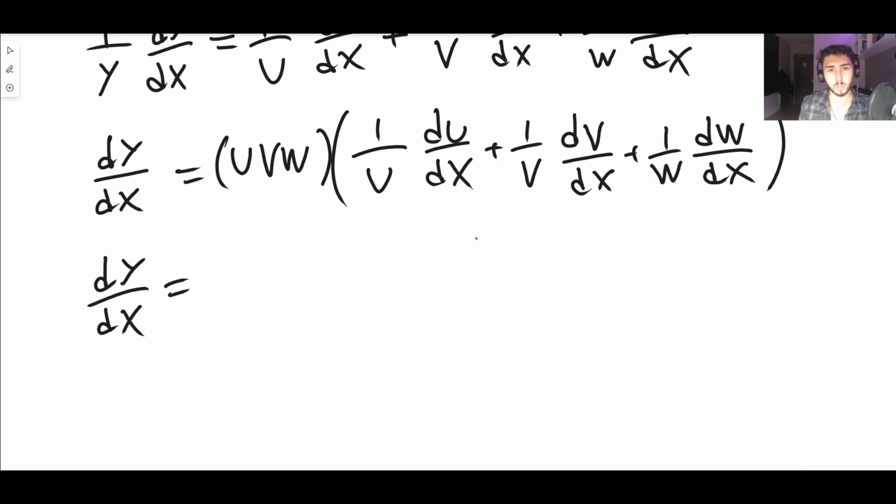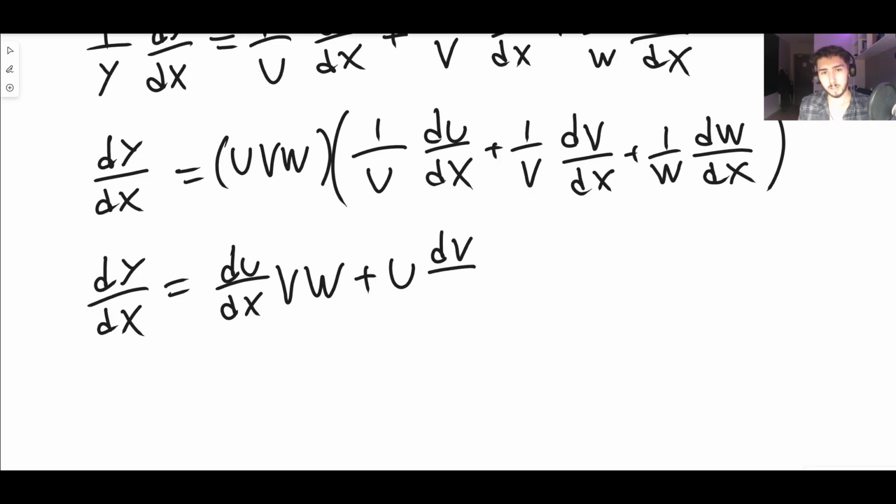So we end up just getting v, I'll write it this way around. I'll write it as du dx times v times w. Second term, the u v w times the 1 over v dv dx. The v and the 1 over v cancel out. So you end up with adding u dv dx w. And then finally, the w and this 1 over w in the last term cancel out, and you end up with u times v times dw dx.